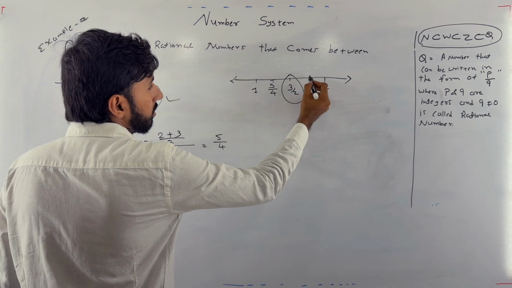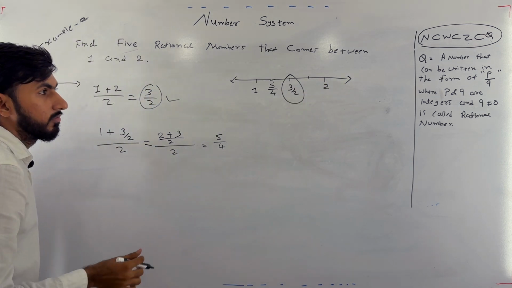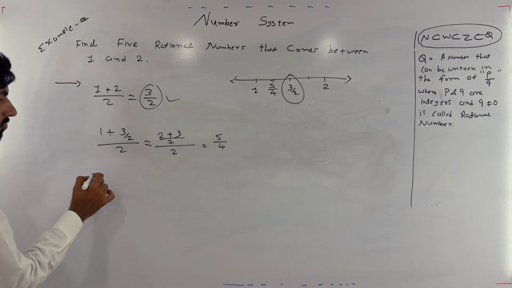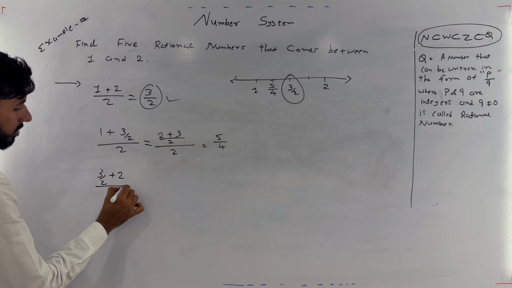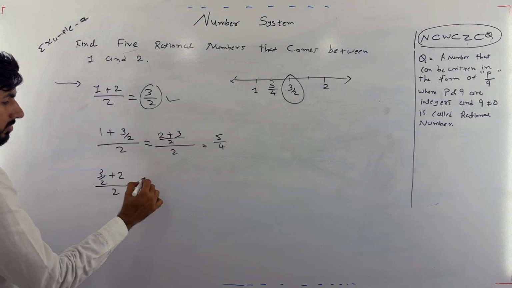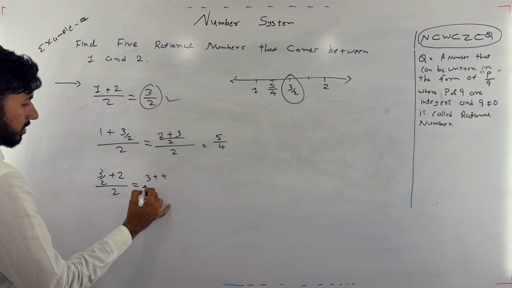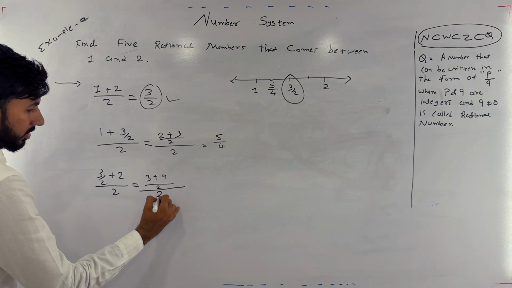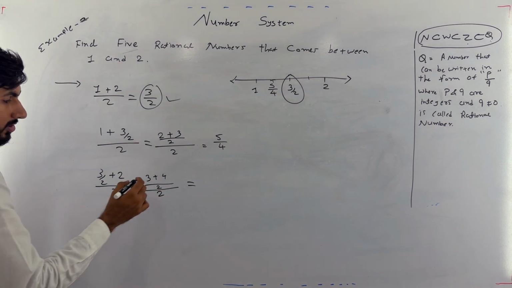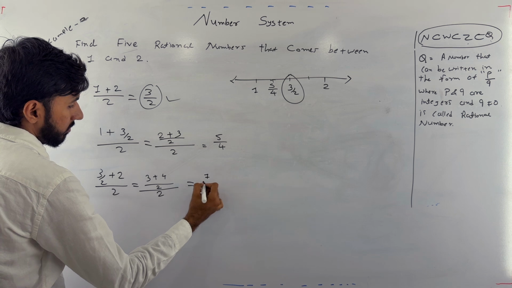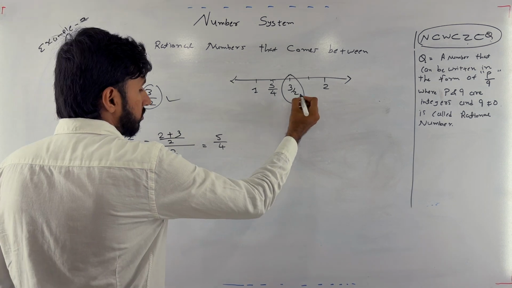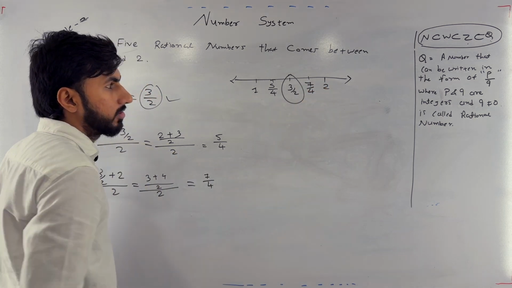Now to find another, we will use 3 by 2 and 2 to find the number that comes exactly between 3 by 2 and 2. We add 3 by 2 plus 2 and divide by 2. Now by taking LCM as 2, we get 3 plus 4 by 2, and the 2 that we are dividing by. So our answer will become 3 plus 4, that is 7, and this 2 and 2 will be multiplied, so it will become 4. So our answer will become 7 by 4.